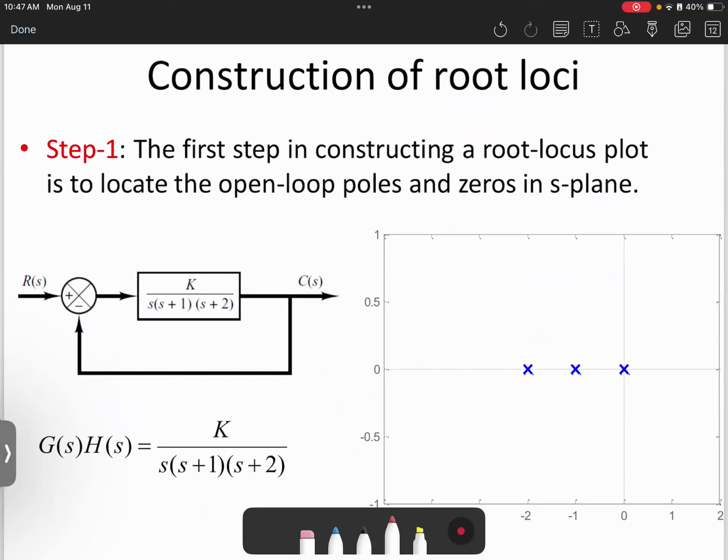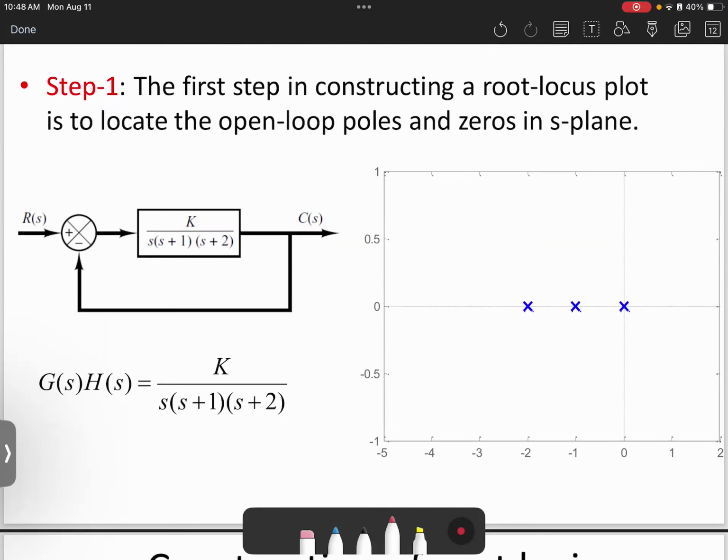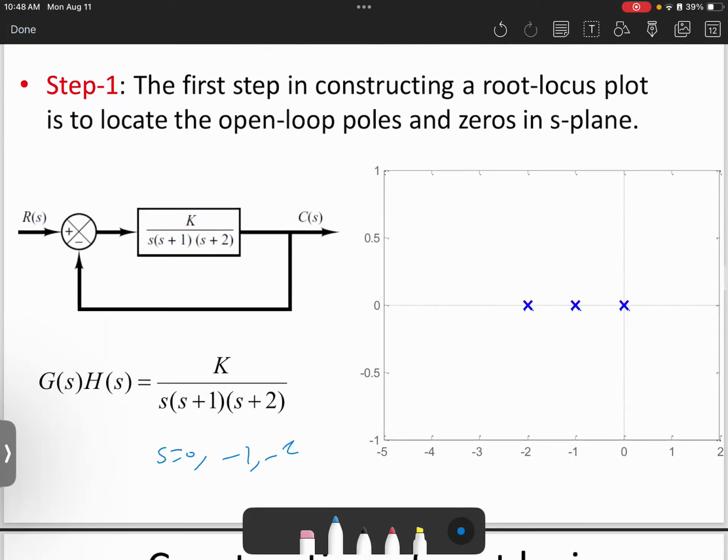So again, for construction of the root locus, the first thing is to do the pole-zero mapping of the open loop. Then after that, try to see how the system behaves. In this example, we will realize that s equals 0, -1, -2. So here is a 0, -1, -2. Then start counting the locus region.